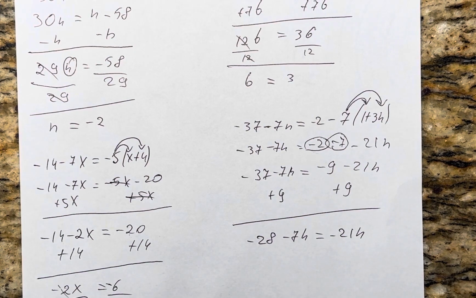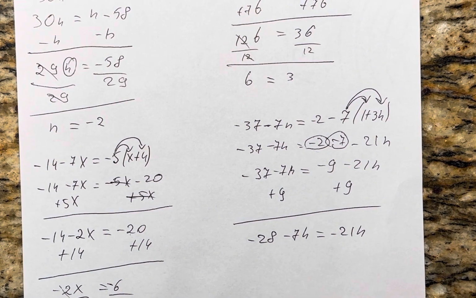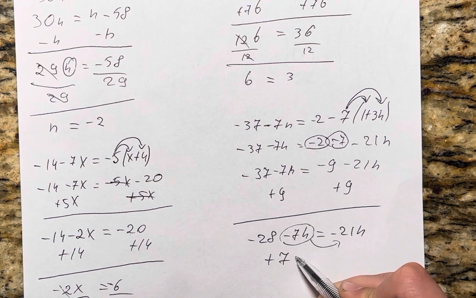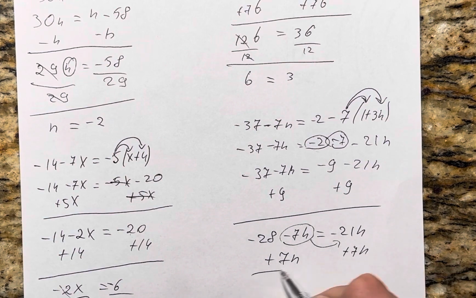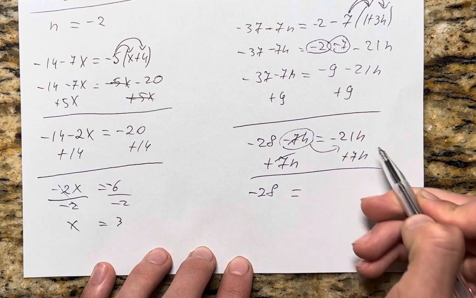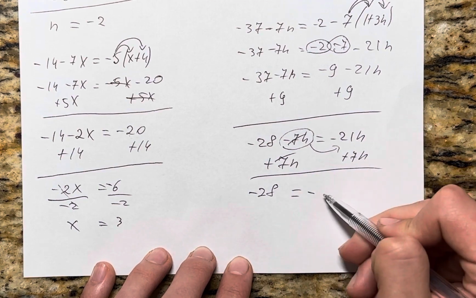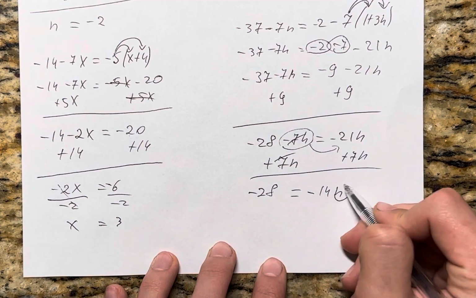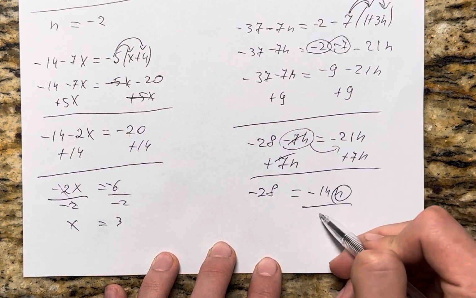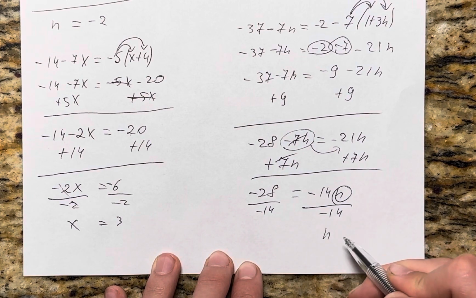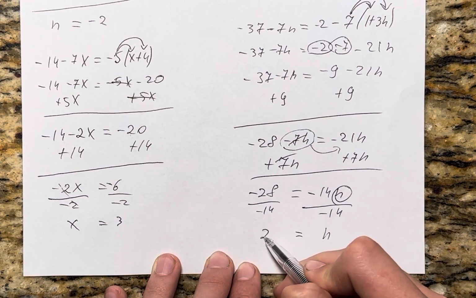Now we have to move the variable to this side. We'll do that by adding 7n to each side. What I'll get is negative 28 equals negative 14n. The last step to find the n, our variable, is to divide each side by negative 14. What I'll get is n on this side, and then 2 on this side.